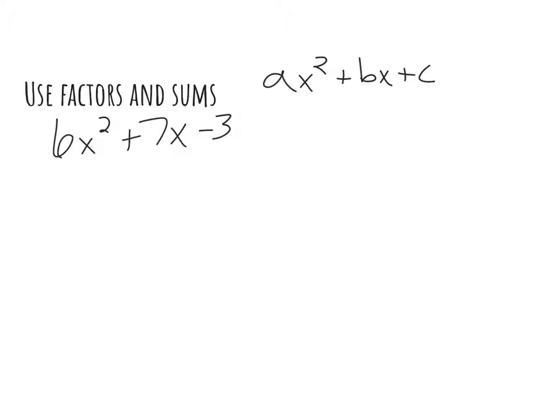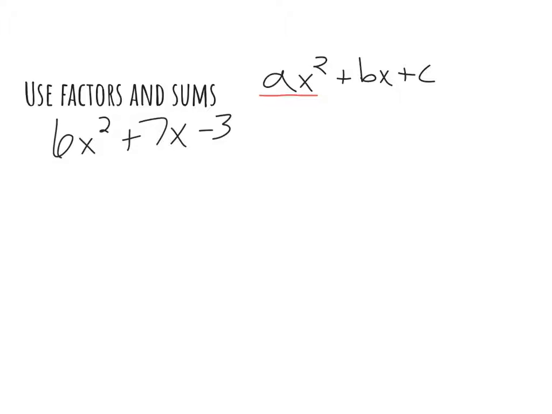Now we're going to do this when we don't have a 1 in front of the x squared. So now we've got a number in front, this a. Okay, so for our first example here, we've got 6x squared plus 7x minus 3. Now there's a few different ways that we can do this. The one I'm going to show you is the one that I've used in the past. If that one doesn't quite work, we can always talk about more in class together.